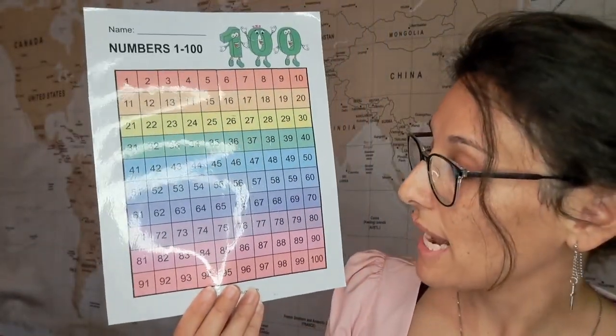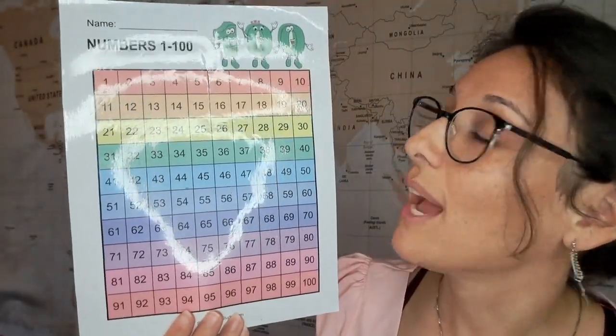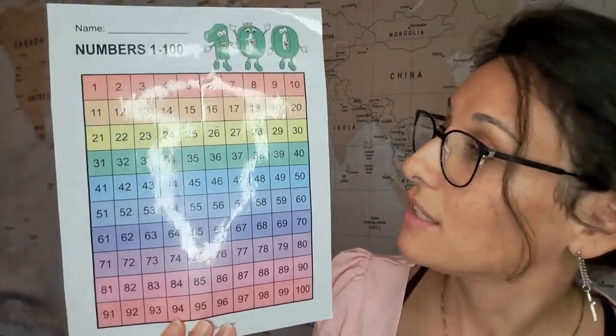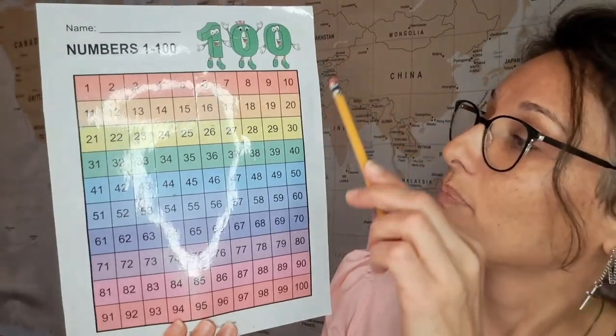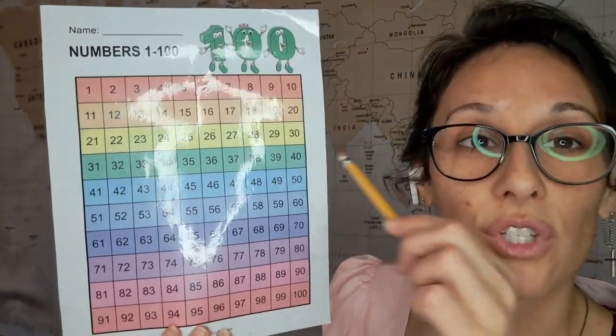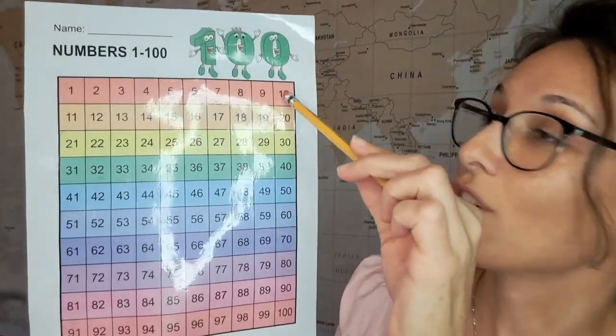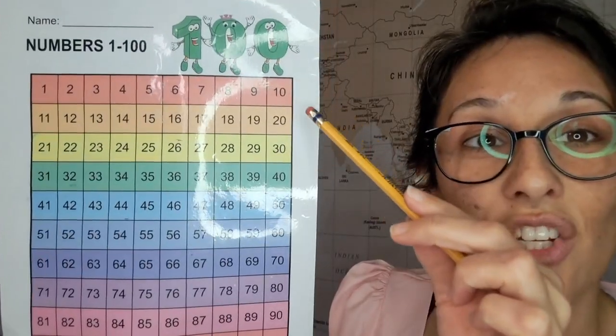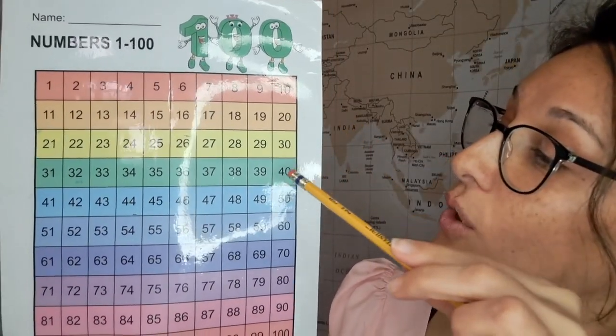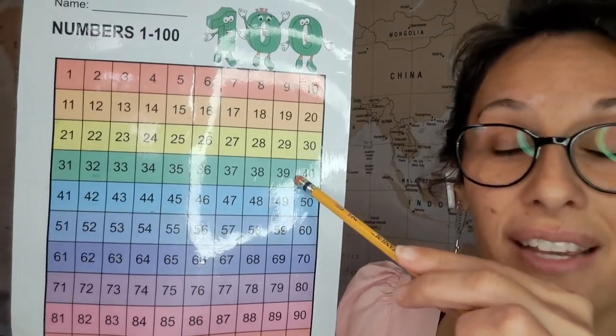Okay, now we're going to go over your numbers, and since we've been going over the whole number scale here, let's just start counting by tens to about 40, and then we'll start counting by ones. Ready? Let's start at 10. 10, 20, 30, 40. Now let's count by ones.